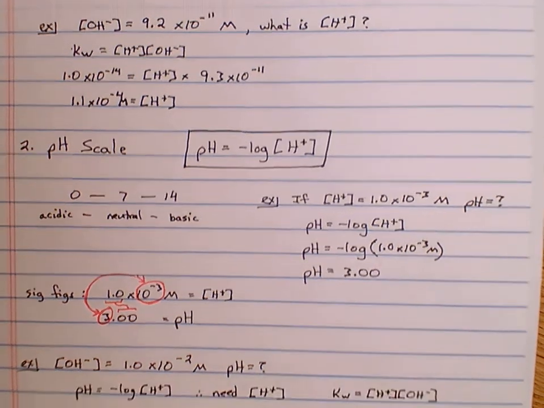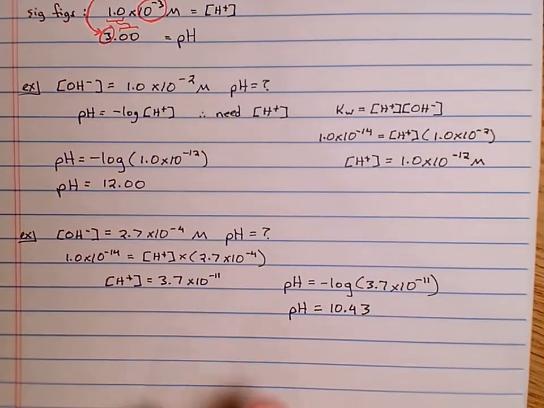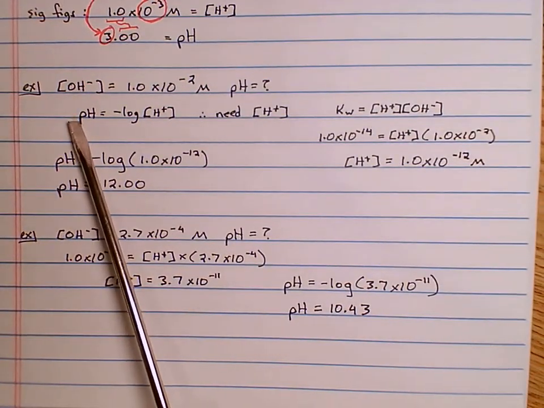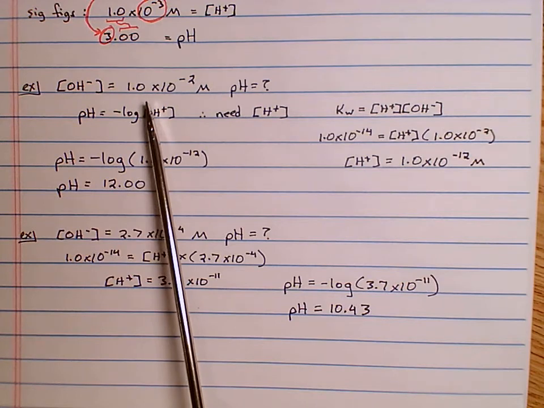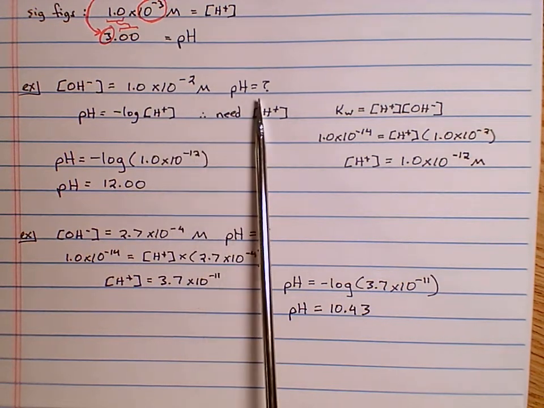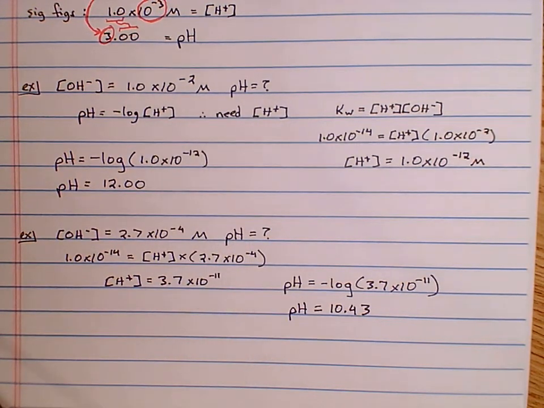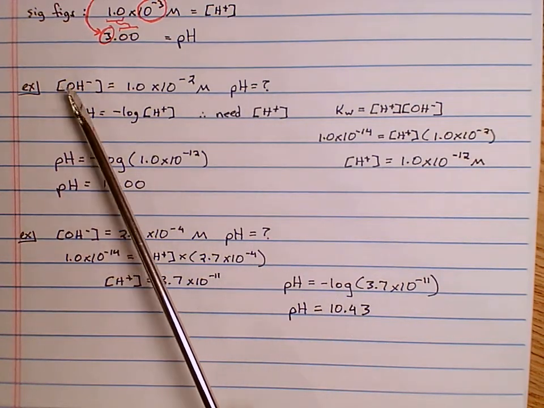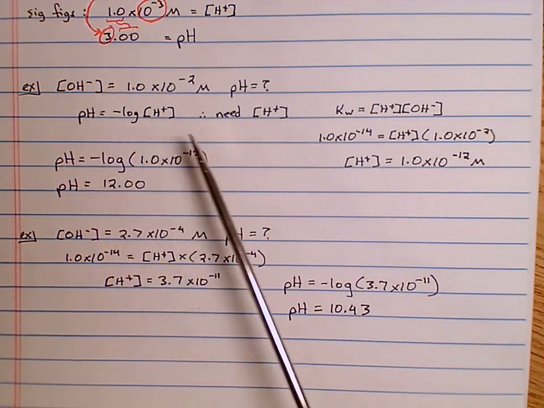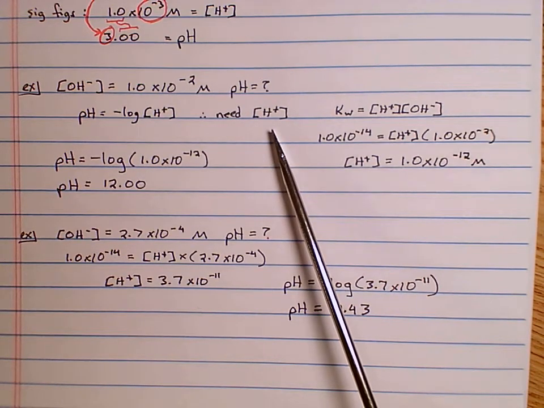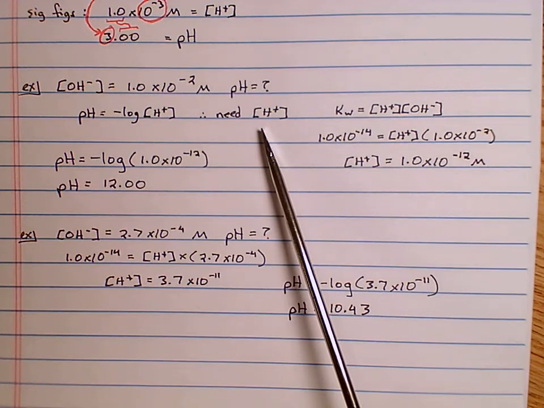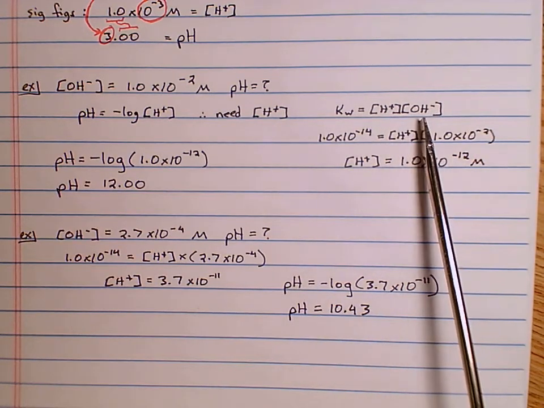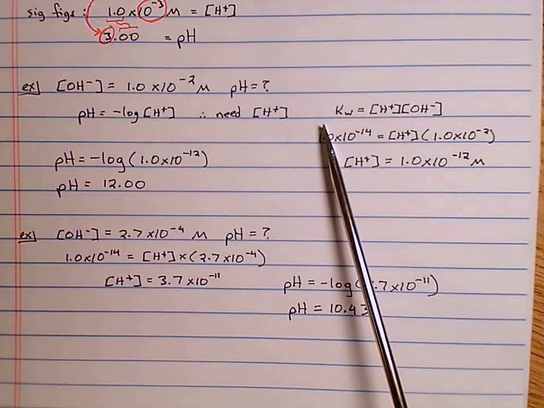All right, so more example problems here. If the OH minus concentration is 1.0 times 10 to the minus second molar, what's the pH? Well, pH is negative log of H plus. If this is the OH concentration, I'm going to need the H plus concentration. Good news, as long as I have OH, I can calculate H plus, because concentration of OH minus times concentration of H plus equals Kw.